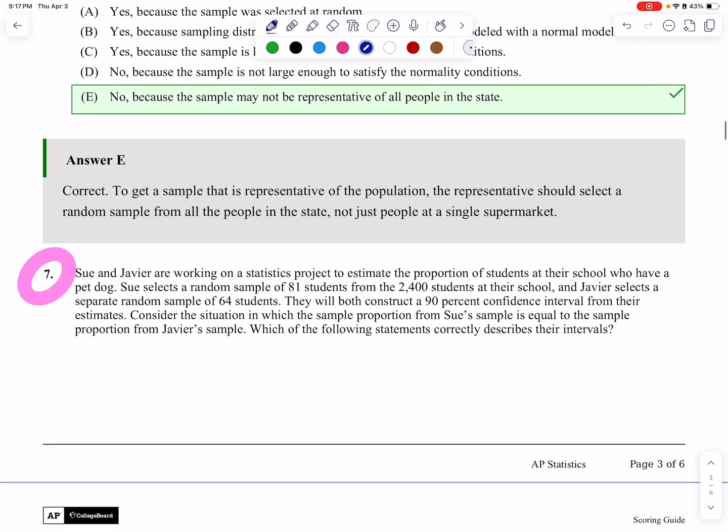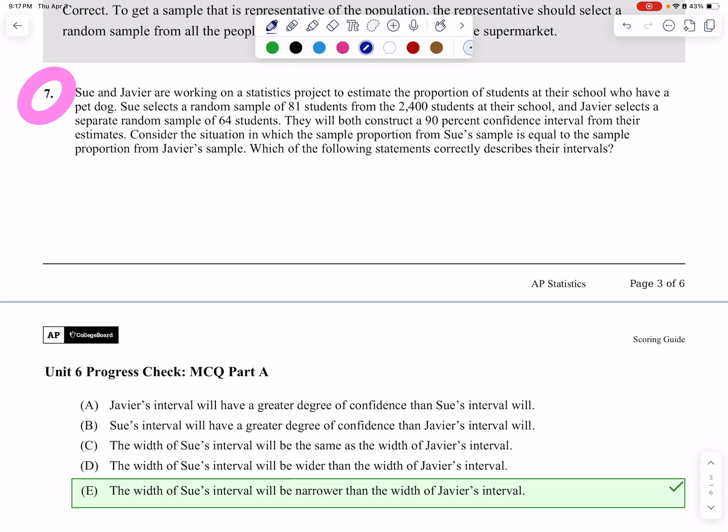Okay, so let's jump to number 7. I've got statements and intervals here. Sue and Javier are estimating the proportion of students who have a pet dog. Sue has a random sample of 81 students from the 2,400 students at their school, and Javier selects a random sample of 64 students. They will both construct a 90% confidence interval, and consider the situation where Sue's sample proportion is equal to Javier's sample proportion. Which of the following statements describes their intervals?